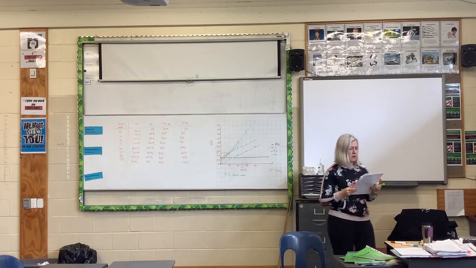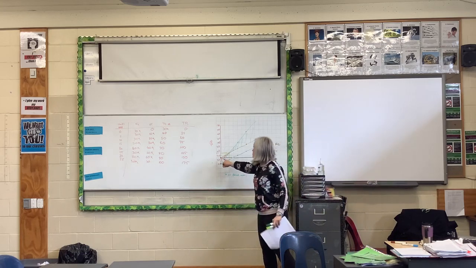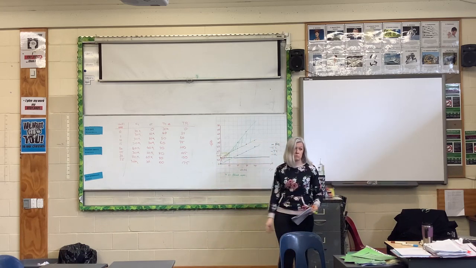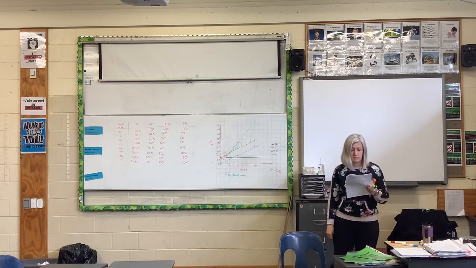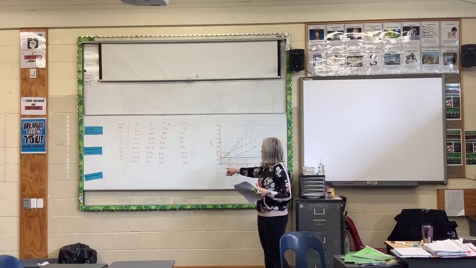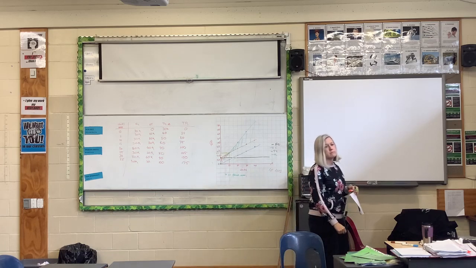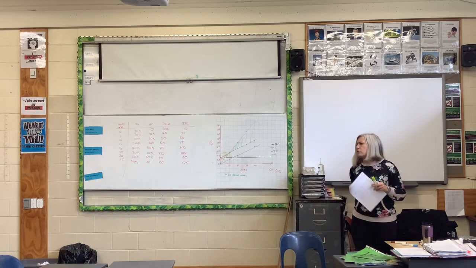You could say that the fixed cost is the same over the relevant range of output. Stays constant. The cost stays constant. The variable, which is this one, what's that doing? What's that curve doing?